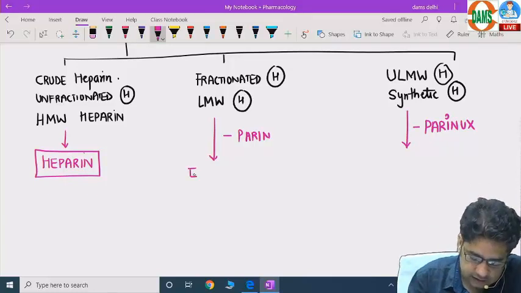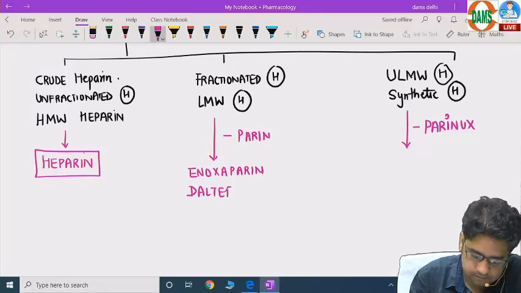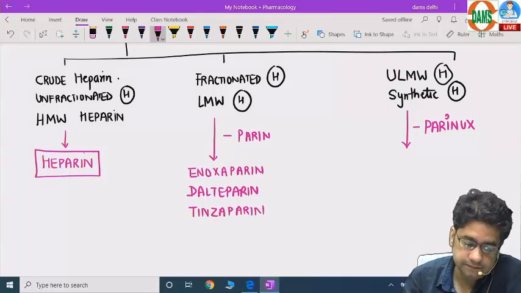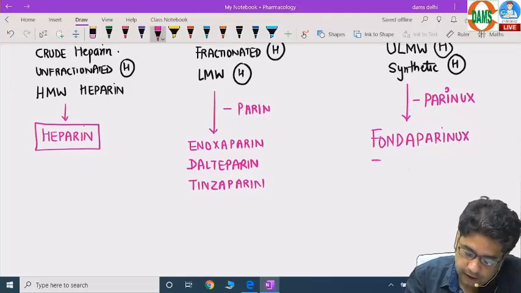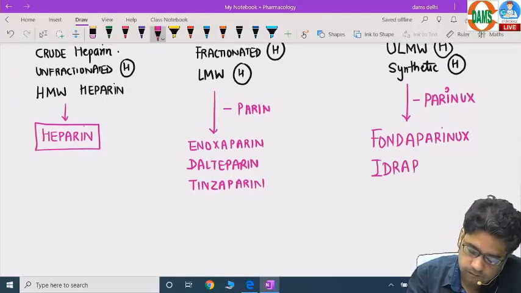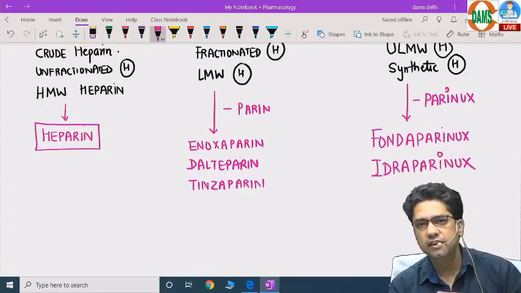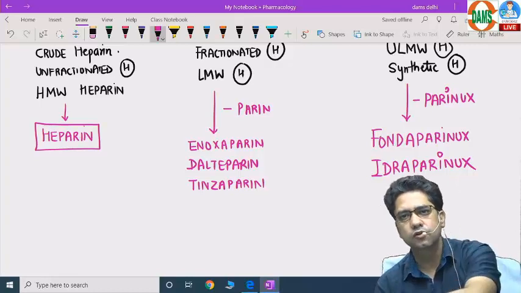So we can write certain drugs like enoxaparin, dalteparin, tinzaparin. Easy. Here you will write fondaparinux. Very commonly asked question, what is fondaparinux? Idraparinux. I hope you can easily identify them. रटने की जरूरत नहीं है. Identify. नुक्स आएगा तो ये होगा.